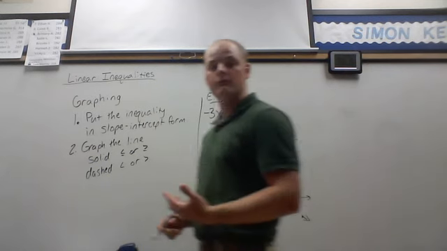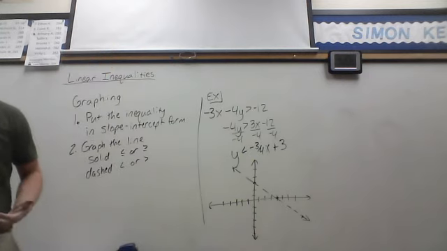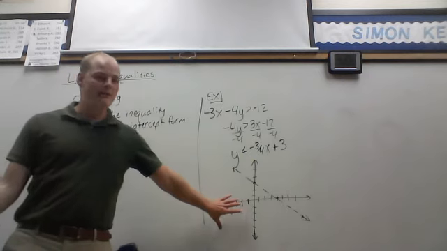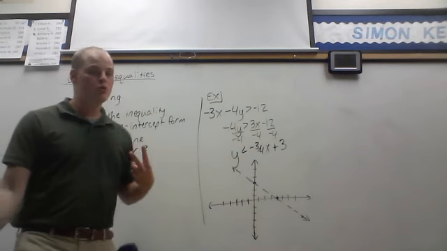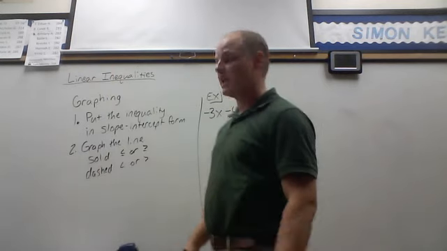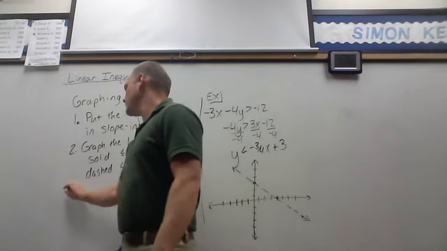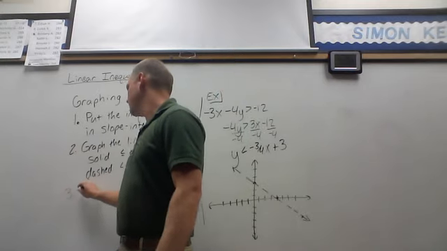The last thing is, for an inequality, you have to actually shade either the bottom half of the graph or the top half of the graph. Okay? There are two different ways you can determine your shading. The first way you can do it is to plug in a test point.